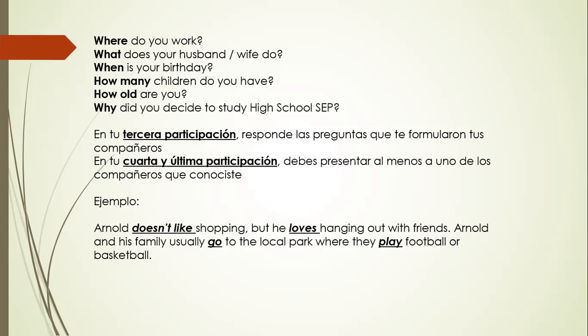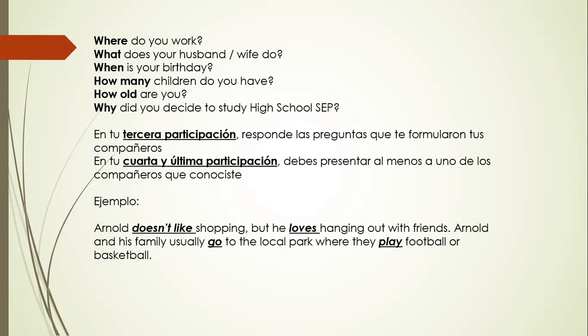Bueno, what about your last participation in this forum? In the last participation, you have to introduce at least one of your classmates. For example, Arnold doesn't like shopping, but he loves hanging out with friends. Arnold and his family usually go to the local park where they play football or basketball.